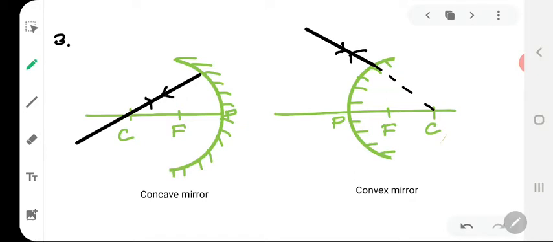Now when a ray of light passes through the center of curvature and falls on the mirror, then the angle of incidence is actually equal to 0, and as per the law of reflection, the angle of incidence is equal to the angle of reflection. Therefore, the angle of reflection is also equal to 0, and hence the ray of light retraces its path.